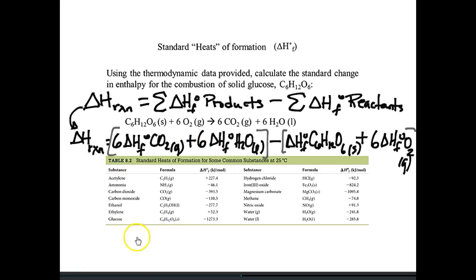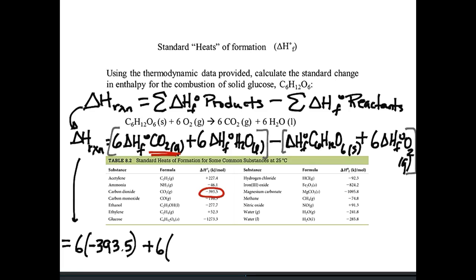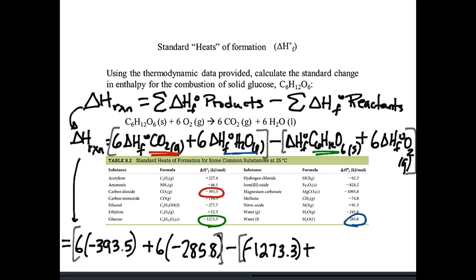And now we're going to go down here to this table, and we're going to look these values up in the table. So CO2 in its gaseous form is in the table right here. So we're going to put that number in, negative 393.5. Water, H2O, is here, negative 285.8, minus, and then a big parentheses, glucose is here, negative 1273.3.